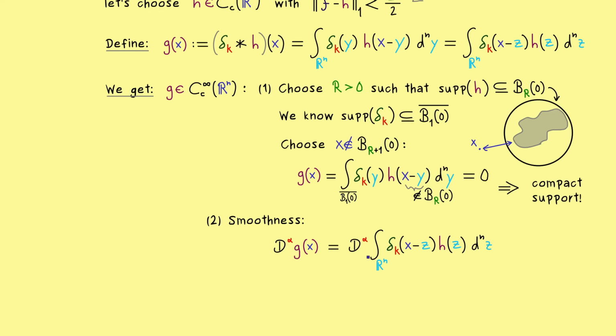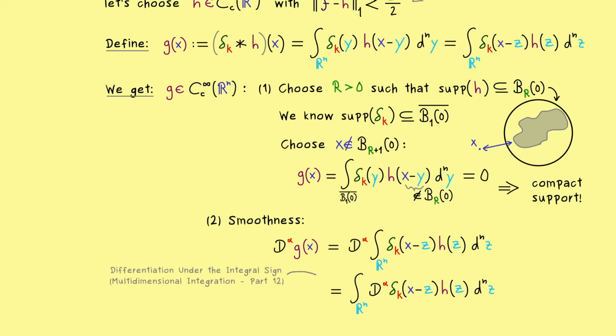So you see the partial derivatives don't go to the non-smooth function h, but only to the smooth one, delta k. In fact, in this case here, it's simply allowed to push the partial derivatives into the integral. This is what we call differentiation under the integral sign, and if you want to learn more about that, you can also check out my multidimensional integration course.